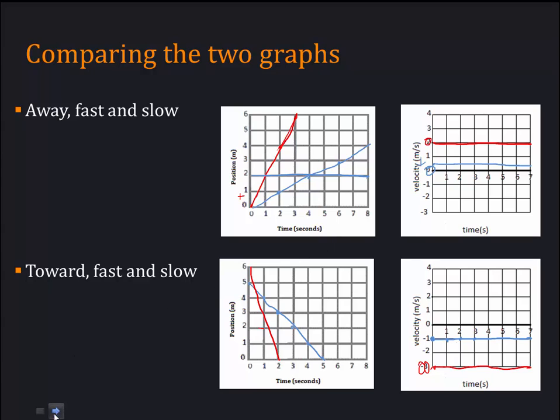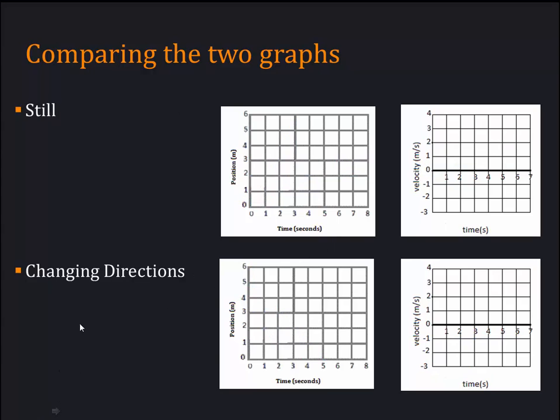Now, one more case to look at is when we change direction and still. Remember, I showed you this position time graph. Still means the position doesn't change. It was at 3 meters, it remains at 3 meters. That means my velocity is 0. We're not moving. We have no speed.